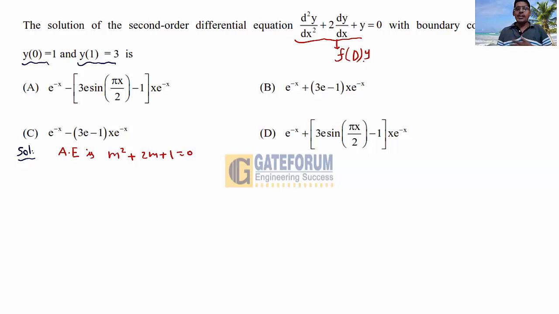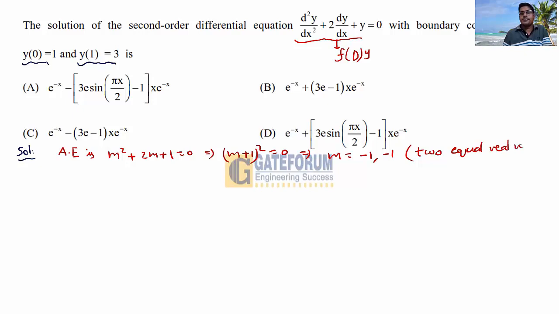Without writing any variable y and x, the left side, there you put D is equal to m, which is an algebraic equation in m. Such an equation is called the auxiliary equation. So the roots: m plus 1 whole square equal to 0. So a repeated root, multiple root, minus 1 is repeated twice. Two equal real roots in verbal language, usually denoted by such two equal roots m1 comma m1.